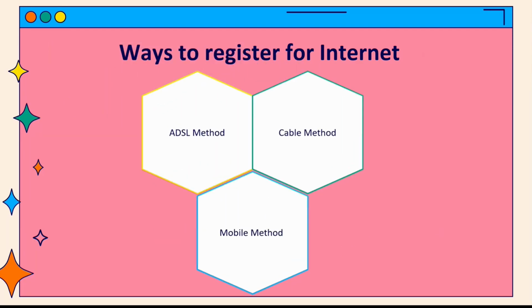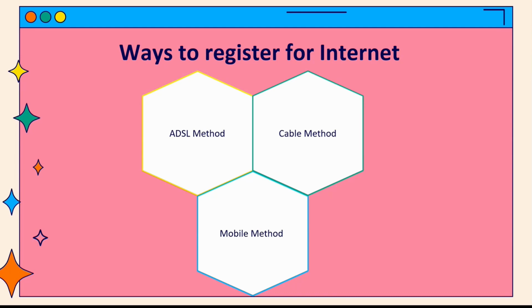First is using the ADSL methods, and second, using the cable methods. They are pretty similar when it comes to registering. You have to choose an internet service provider, ISP, and subscribe to their service. The ISP then will provide the internet connection along with the modem.